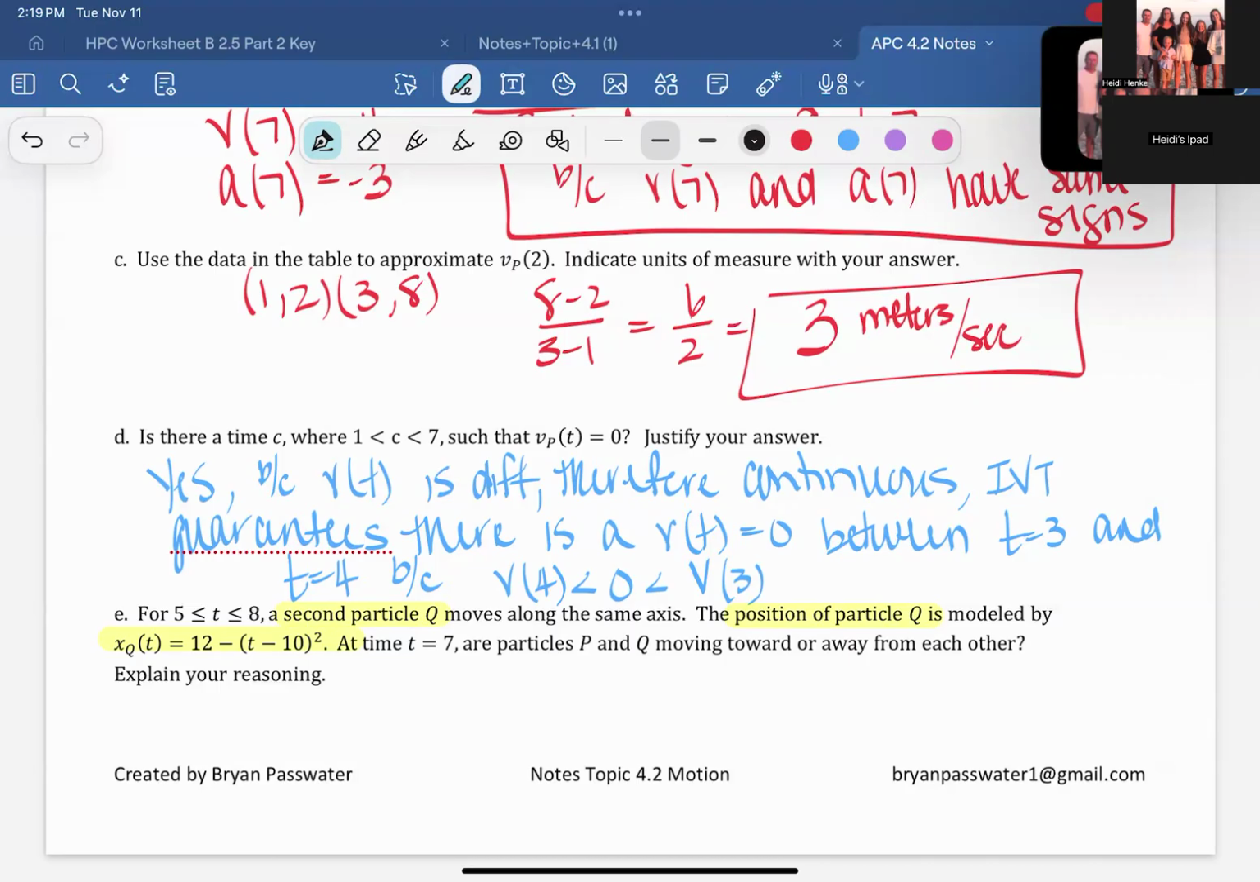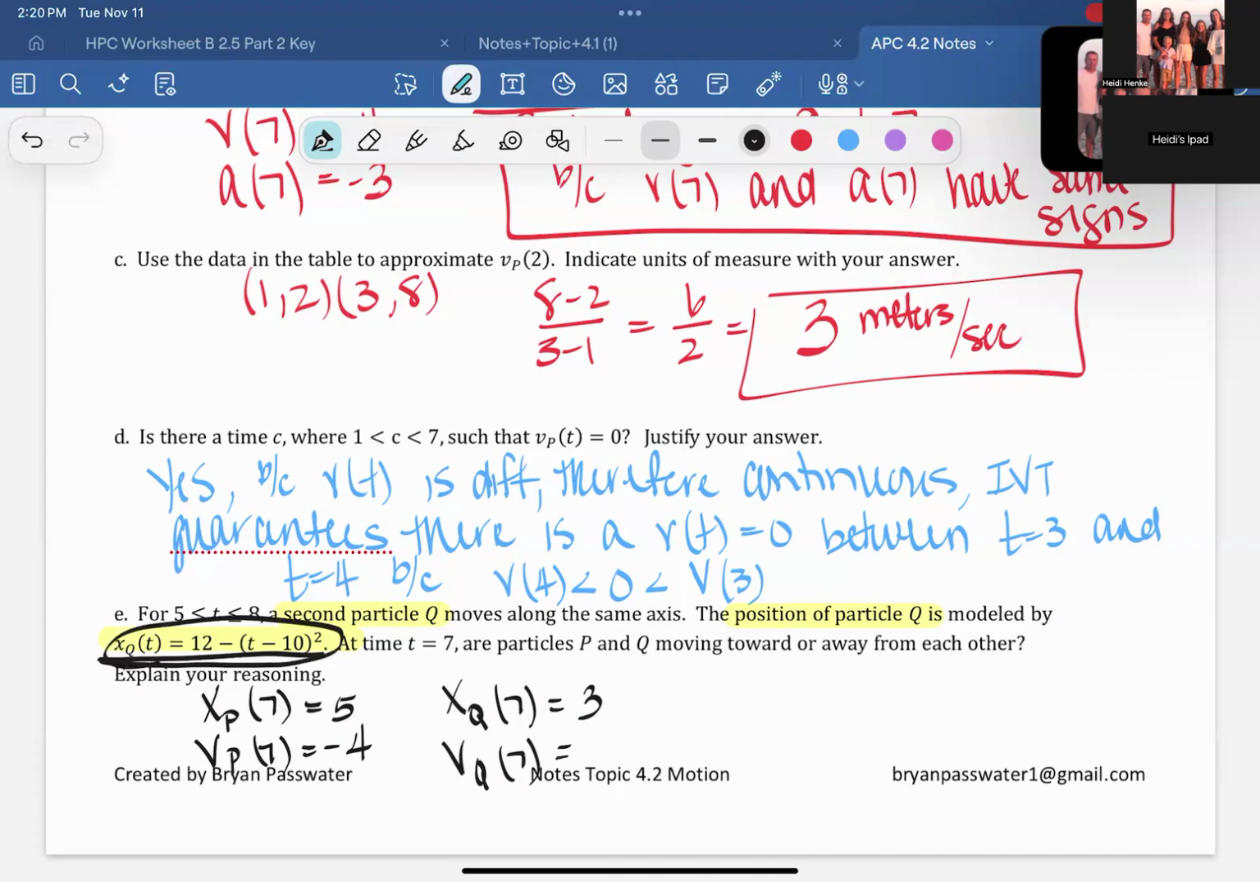According to the top, which is the easiest part, your position of P at 7 is 5, and your velocity of P at 7 is -4. We'll come back to that in a second. Our position of Q at 7 would be just plugging in 7 to this equation, and when I do, I get 3. And my velocity of Q at 7 would be doing the derivative of this and plugging in 7, of which I'm going to get 6.